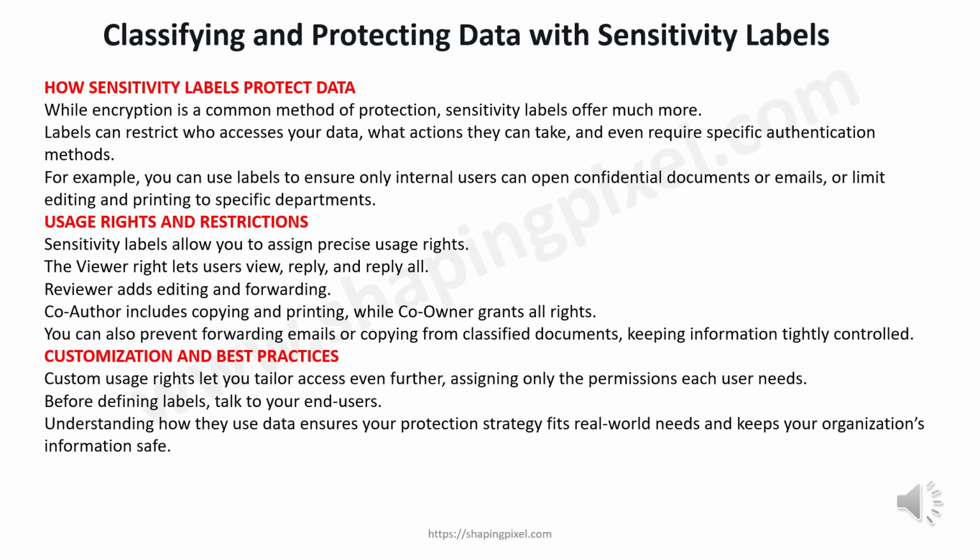Sensitivity labels allow you to assign precise usage rights. The viewer right lets users view, reply, and reply all. Reviewer adds editing and forwarding. Co-author includes copying and printing, while co-owner grants all rights. You can also prevent forwarding emails or copying from classified documents, keeping information tightly controlled. Custom usage rights let you tailor access even further, assigning only the permissions each user needs. Before defining labels, talk to your end users. Understanding how they use data ensures your protection strategy fits real-world needs and keeps your organization's information safe.